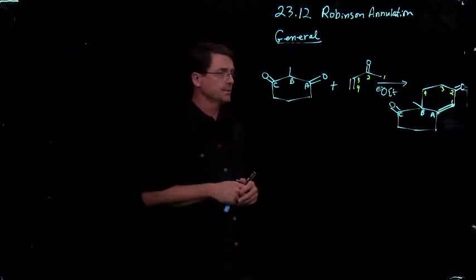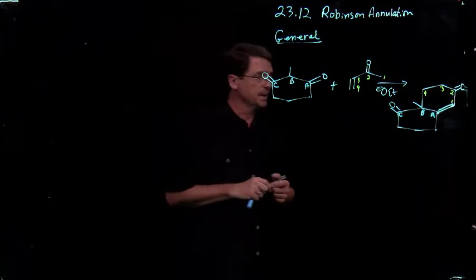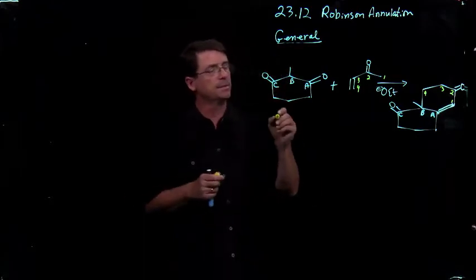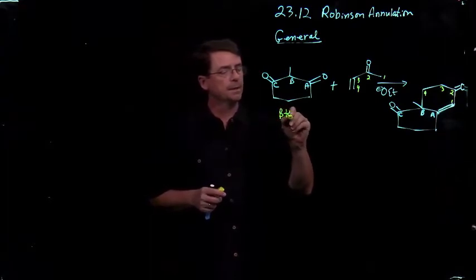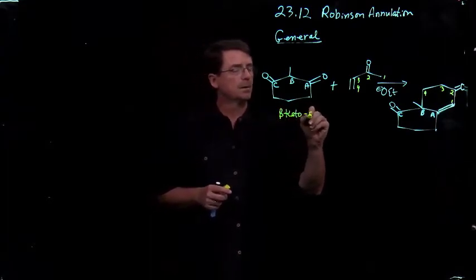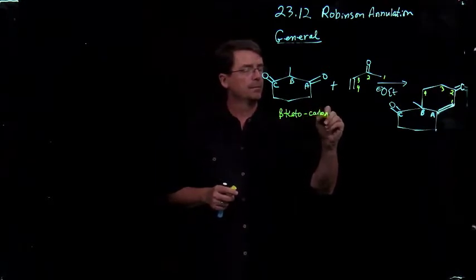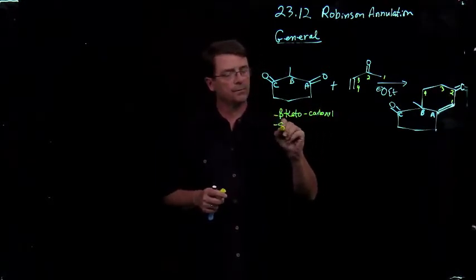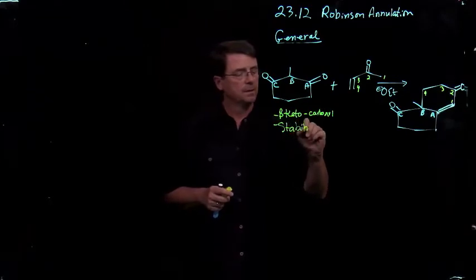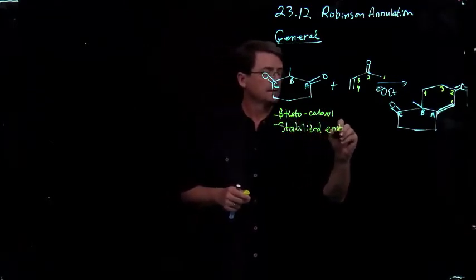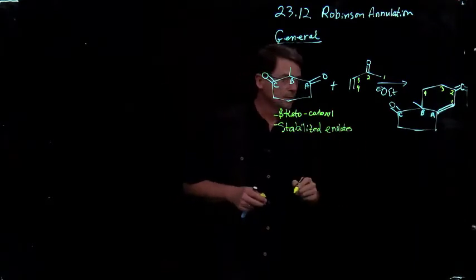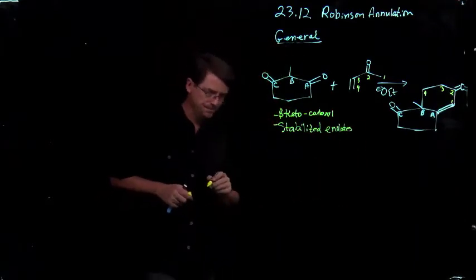This also serves as a general example or a specific example of this. So we want typically these beta keto carbonyls, but it's just this general stabilized enolates that are very useful in this reaction.